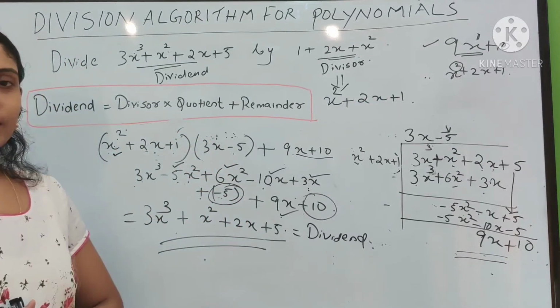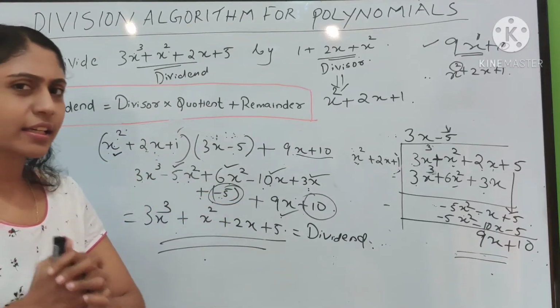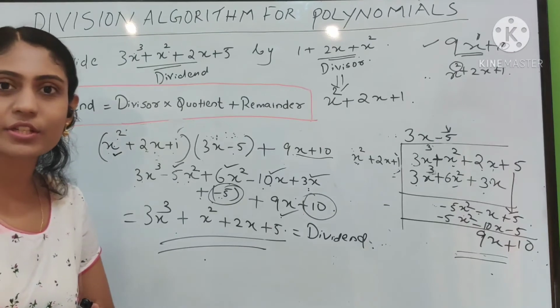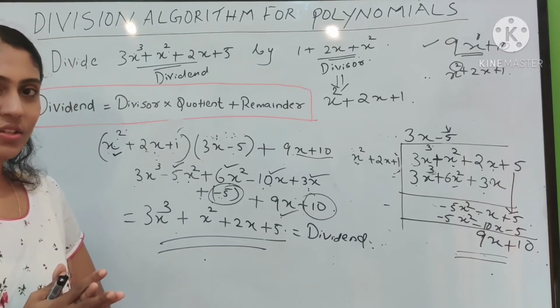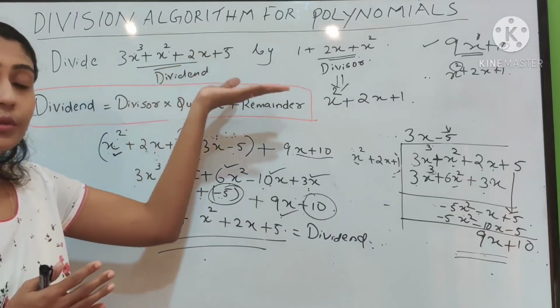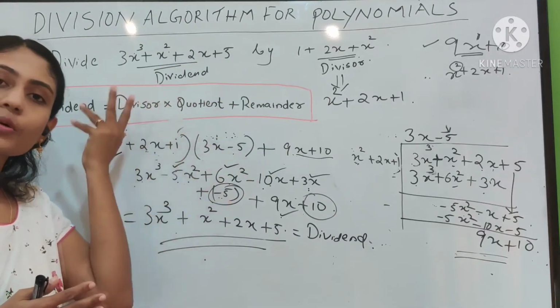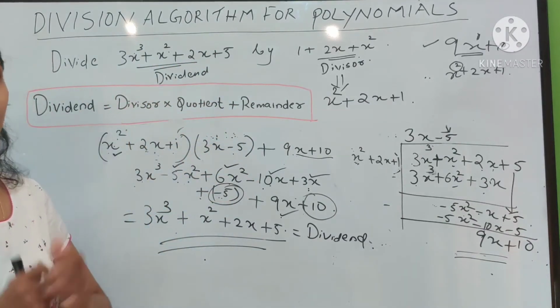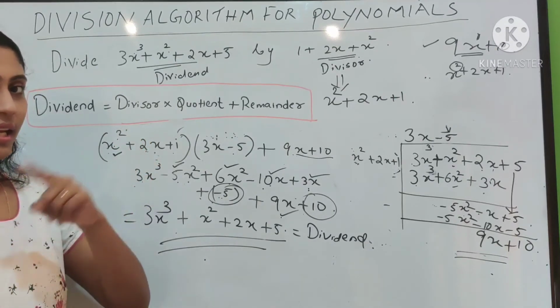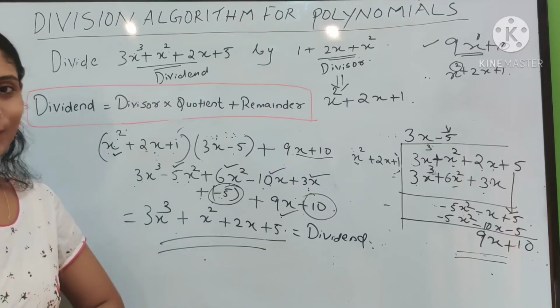Okay. And a similar division algorithm we studied in chapter 1, right? What is that algorithm? Euclid's division algorithm we studied, right? So this algorithm, that is the division algorithm for polynomials, is similar to Euclid's division algorithm. So now we can define this division algorithm for polynomials by connecting it to Euclid's division algorithm.